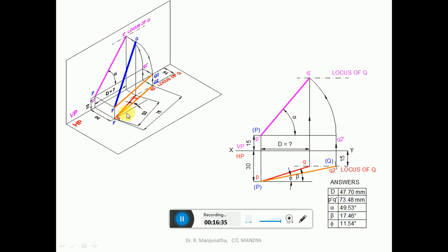So this is what we have done. With P as center, take the radius of PQ, rotate it such that you make it parallel to HP. So you are going to get the true length in HP here. So this is how we will be able to analyze the problem in the sketchbook.